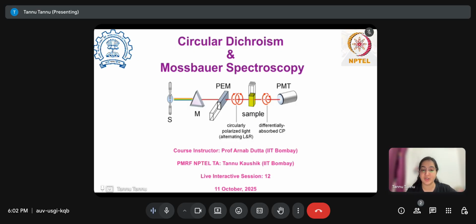So this is our 12th interactive session. So far we have discussed circular dichroism and Mossbauer spectroscopy. Today we will be talking about mixed valenced iron complexes, their classifications, and a few questions on the properties of Mossbauer spectroscopy, some of the examples where we have studied quadrupolar splitting, isomer shift, etc. So we have covered all the topics in both circular dichroism and Mossbauer spectroscopy. And today is the last session for this.